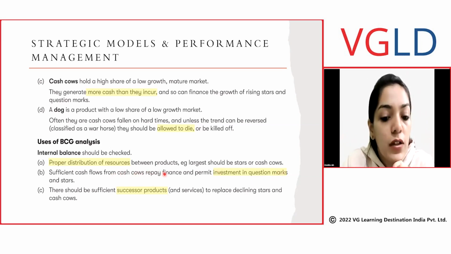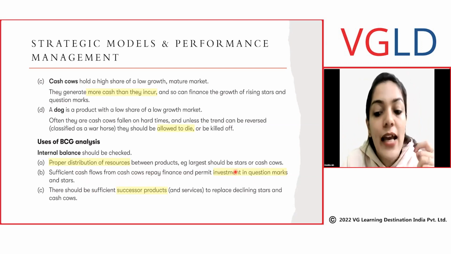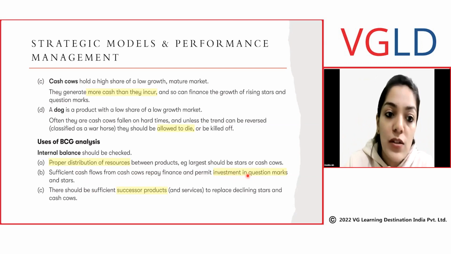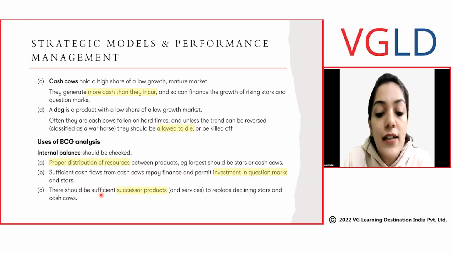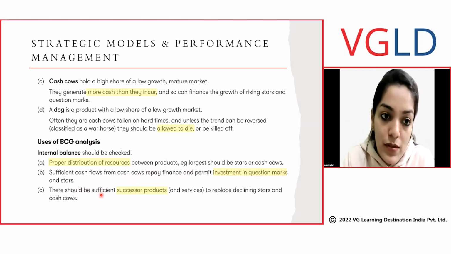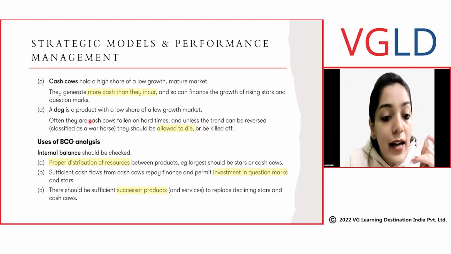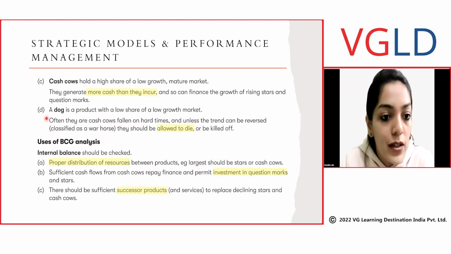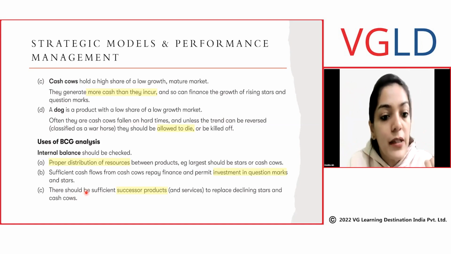Sufficient cash flows from cash cows repay finance. Repay finance means if you have taken loans, the money generated from cash cows can be used to repay finance, and it permits investment in question marks and stars. This we already know. There should be a sufficient successor product and service to replace declining stars and cash cows. A declining star becomes a cash cow, and then a cash cow might also become a dog. We studied here, right, that a cash cow fallen on hard times becomes a dog. Once upon a time, iPod was the cash cow for Apple, but now it has become a dog.